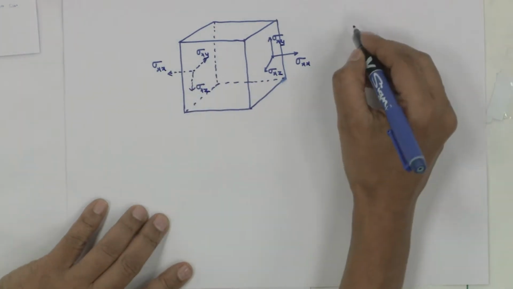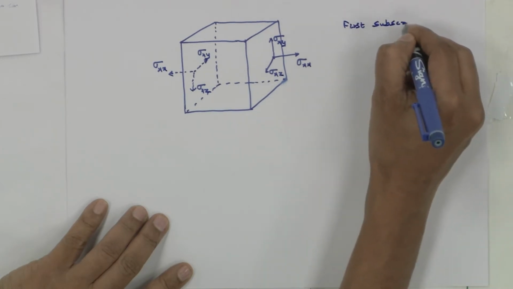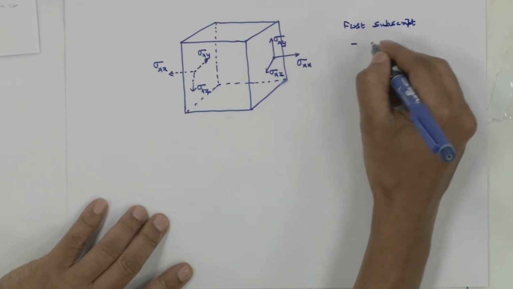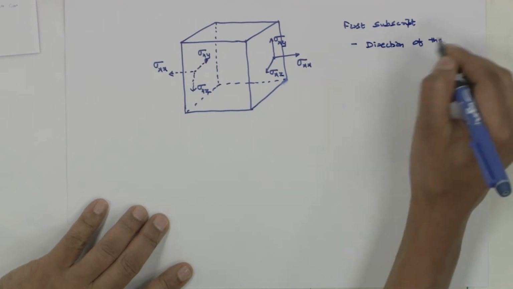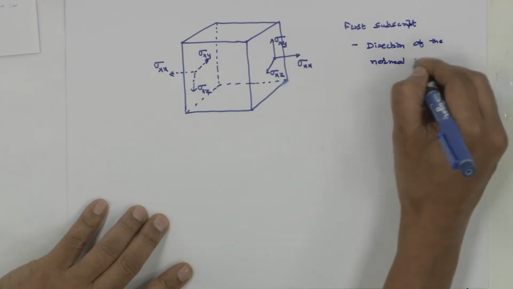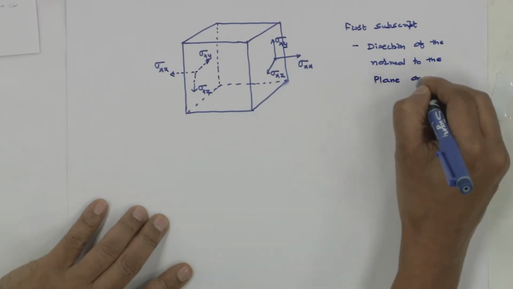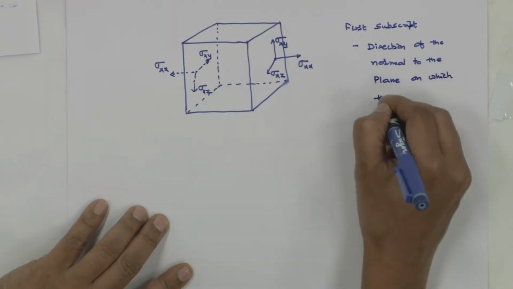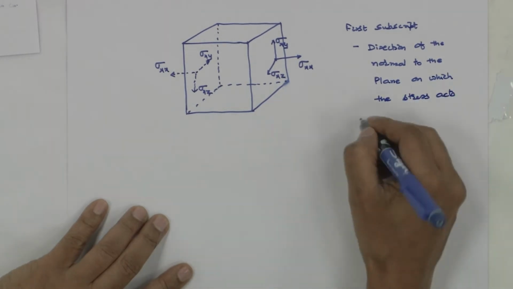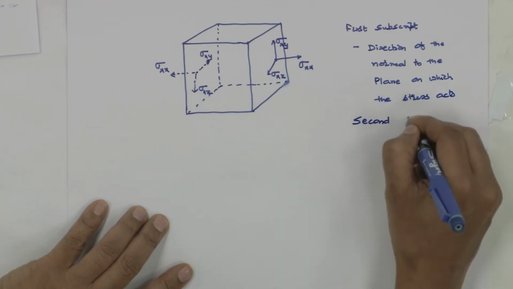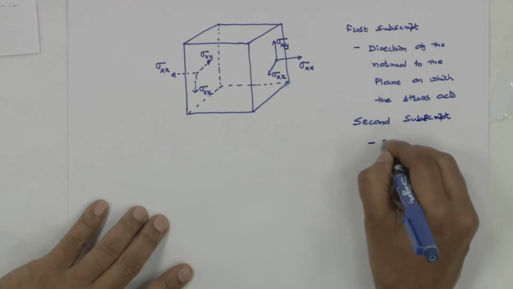So the first subscript denotes the direction of the normal to the plane on which the stress acts, and the second subscript denotes the direction of the stress.